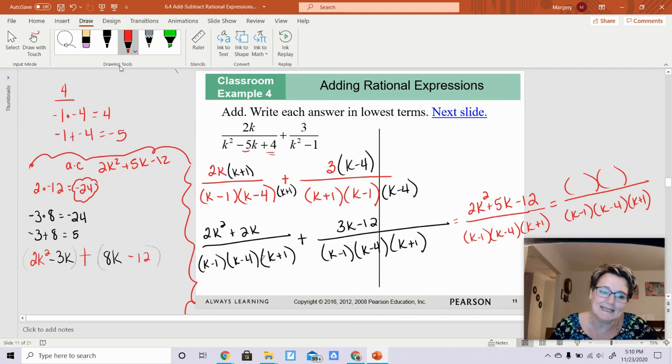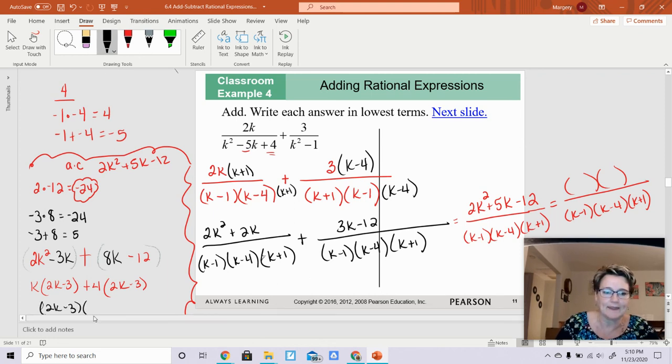What you have to do is these two in here share a k. So I'm going to take that out. These two here share a 4. And I'm going to take that out. Now, these two share a 2k minus 3. And then I'm left with k plus 4. So yeah, it was factorable. It was 2k minus 3 and then k plus 4.